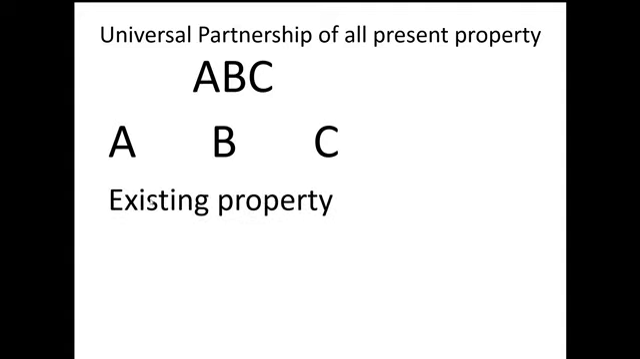Now, what is included in a universal partnership of all present property? The law says that in a universal partnership of all present property, all existing property of A, all existing property of B, and all existing property of C will become part of the common fund, as well as the fruits of those existing property.